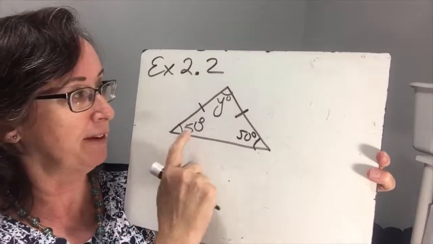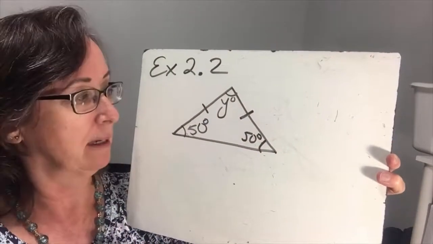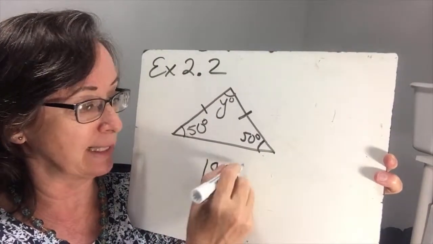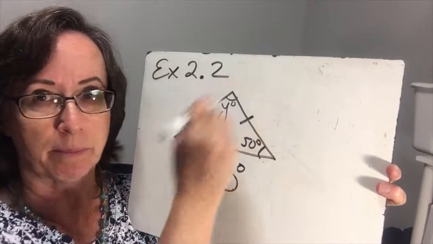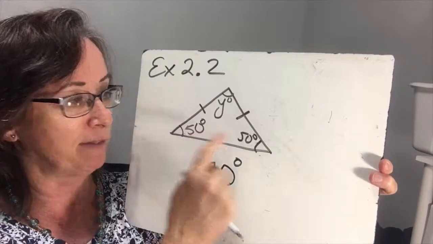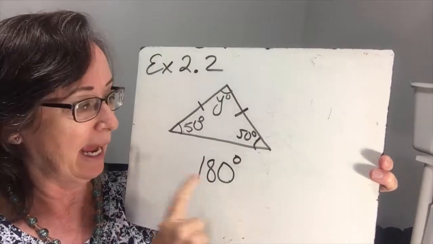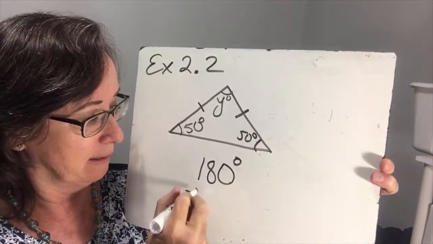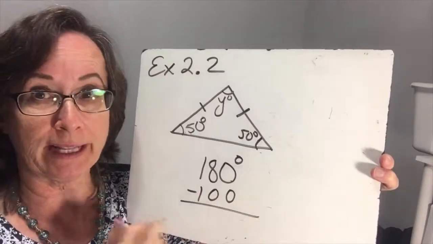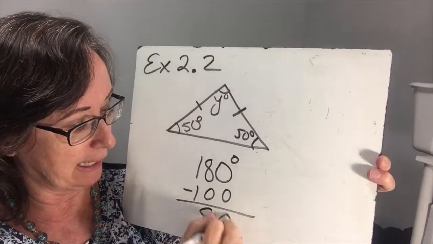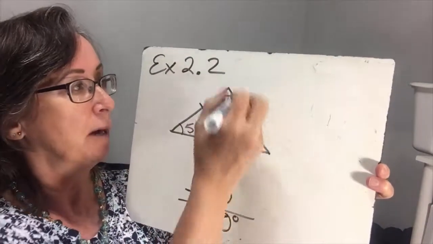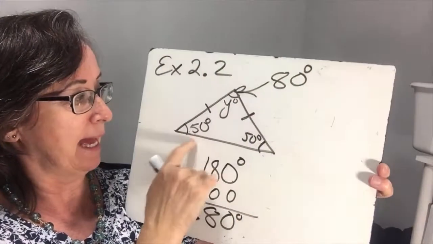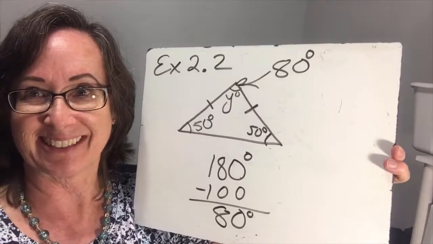So now I've got a 50, 50, and the y. I know that I have 180 degrees in every triangle, the sum of all the angles. So if I've got 50 plus 50, that's 100. And I need how many more to get 180? I need to subtract the 100 that I have already accounted for, and I get 80 degrees. So y must be 80 degrees, and this x was 50 degrees.